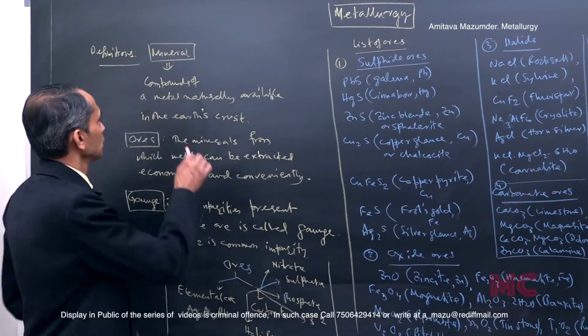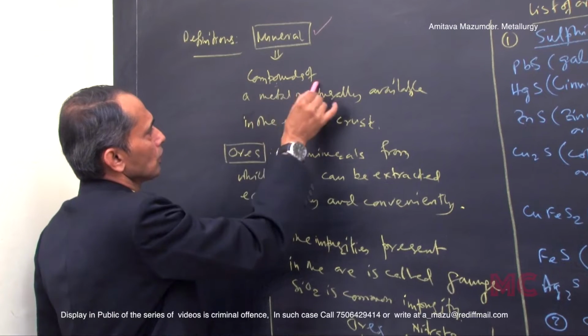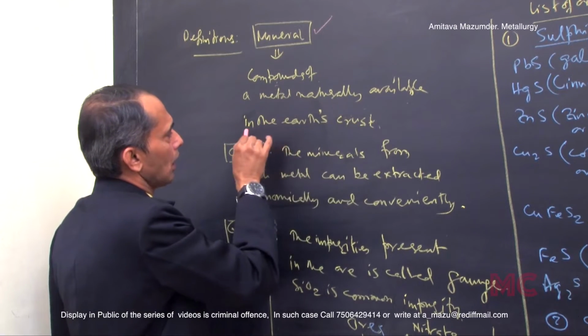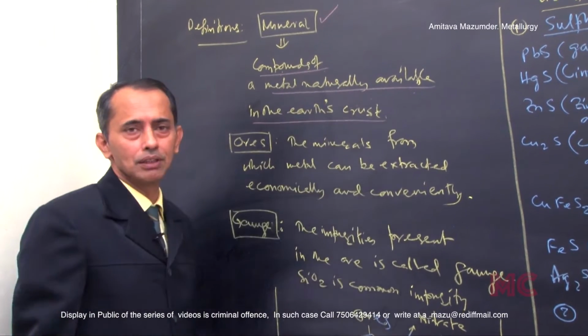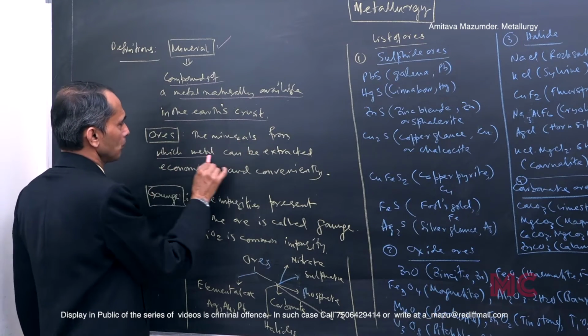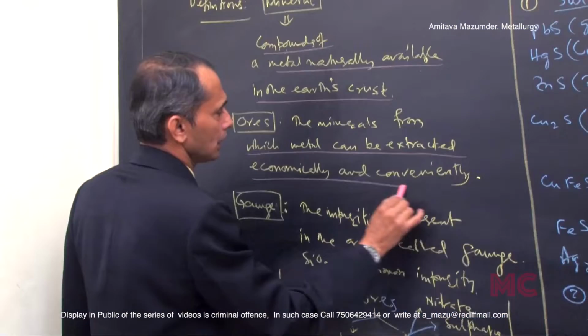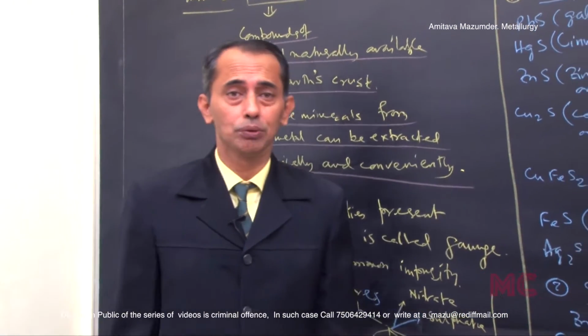So the definition of minerals: compounds of metal naturally available in the earth's crust. And what are the ores? Ores are the minerals from which metal can be extracted economically and conveniently. Economically means economically viable, at the cheapest cost.